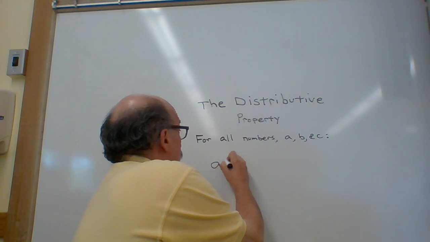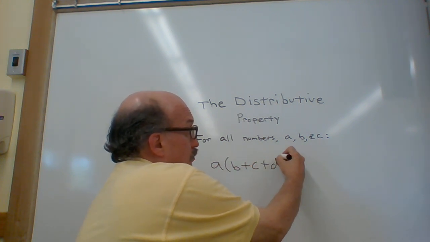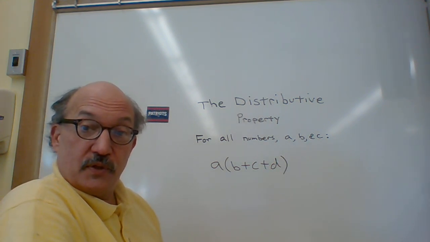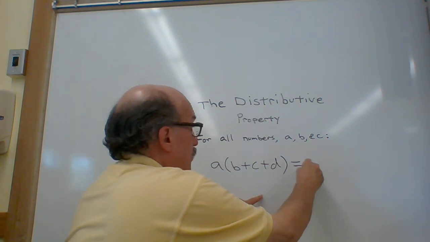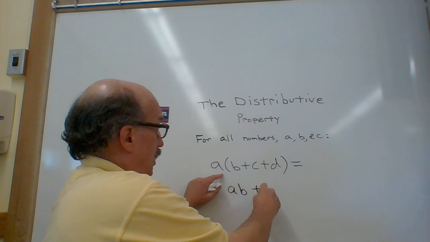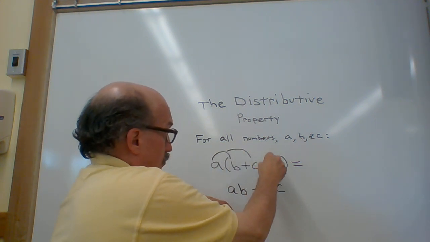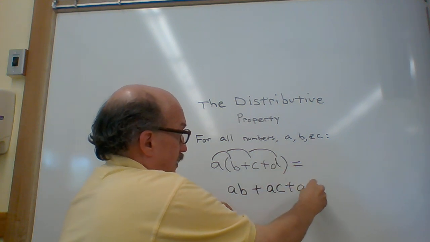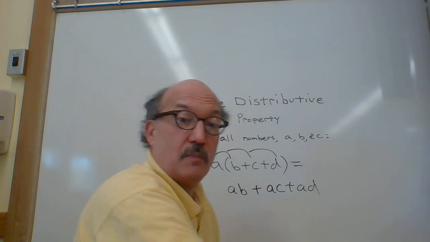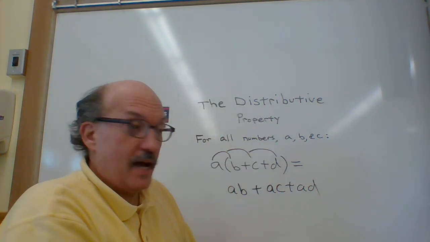But if you have A times B plus C plus D, you just extend what you've already learned about the distributive property, and you realize that this has to be A times B plus A times C plus A times D. You distribute the A as a multiplication to each of the numbers that are being added inside. One last thing.